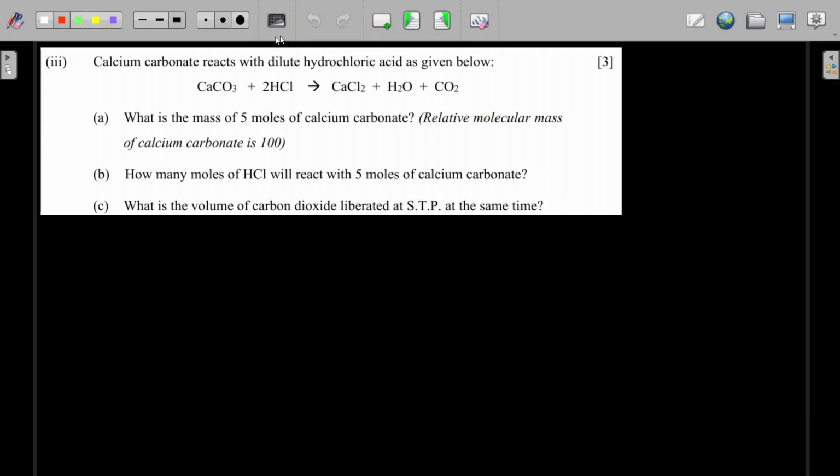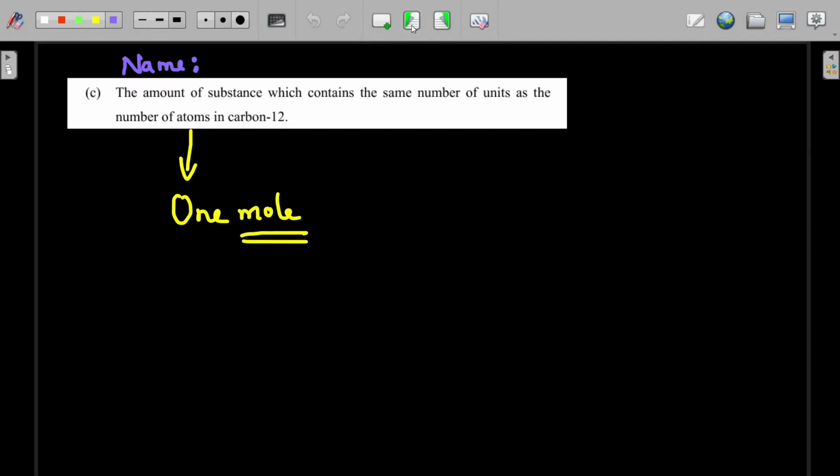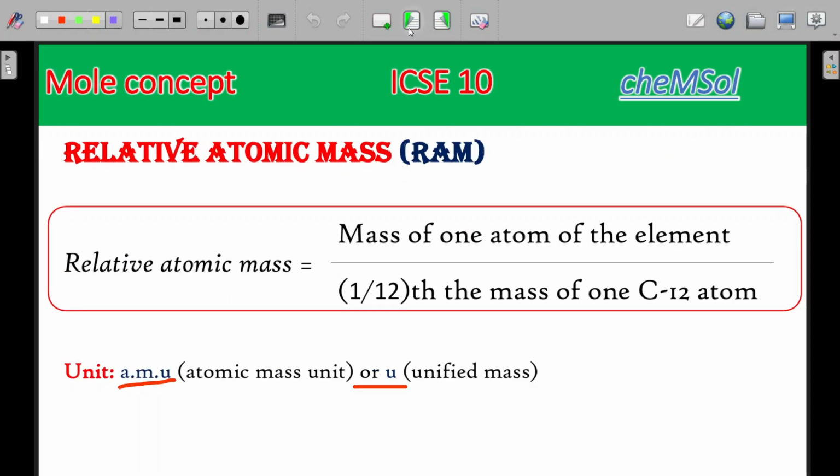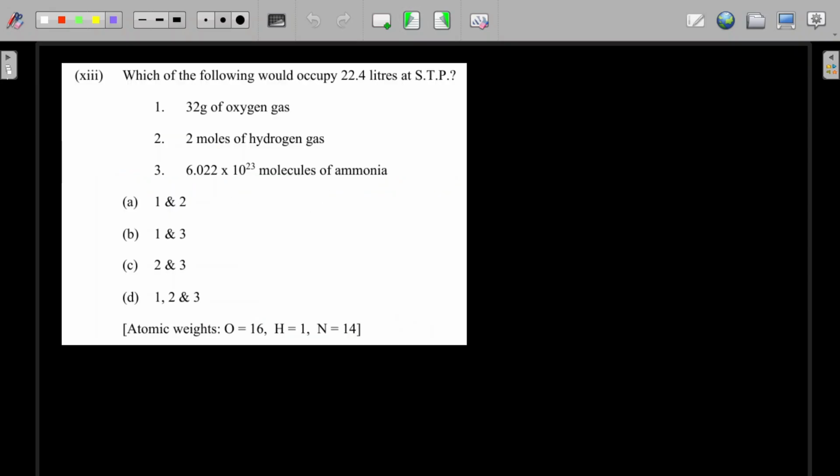Here we can also take the stoichiometry questions as well. So this is a stoichiometry question. Before this, I skipped one question, this one. First we'll take this. Which of the following would occupy 22.4 liters at STP? What you should know is that it should always be 1 mole. How many of you know the answer? First of all, find the number of moles. Whichever is 1 mole, that will occupy 22.4 liters. That's it.